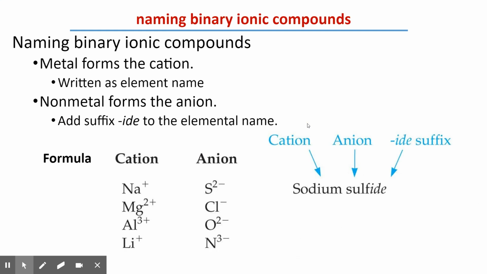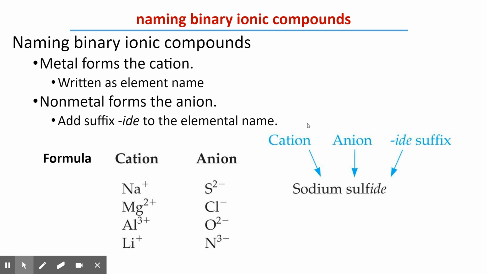Okay. All right, so let's talk about naming. We're going to spend 10 minutes talking about naming, then we're going to be done. Remembering naming binary ionic compounds. What does binary mean? 2. So when we have 2 ionic compounds, remembering that we typically have a metal and a nonmetal. When you are naming, you name your cation, then you write your anion, and you add an IDE on the end. Or you name your metal, and you add the IDE on the end of your nonmetal.